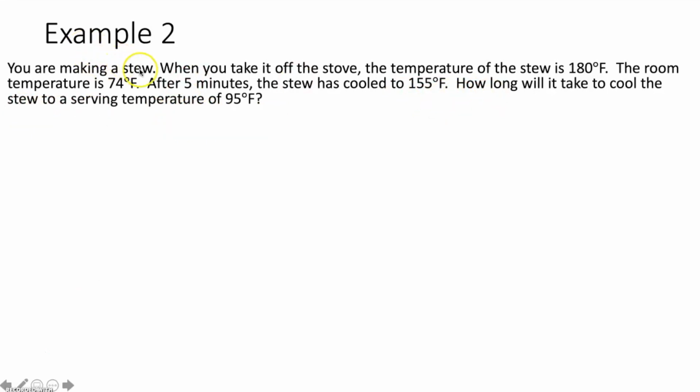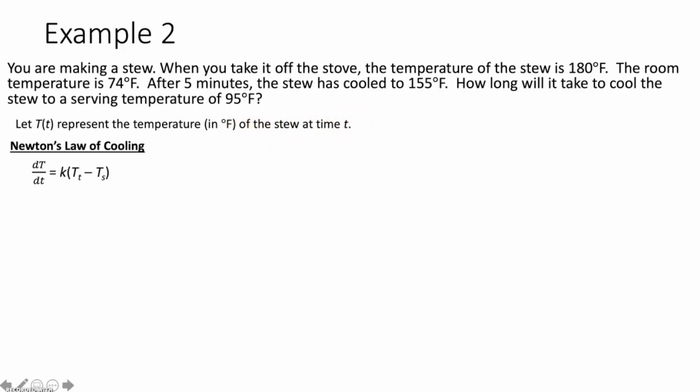Now because we have an object cooling over a certain time, I think it's pretty safe to assume that it's a Newton's law of cooling problem, so we're going to let T of t represent the time and temperature in degrees Fahrenheit of the stew at time t. We then know that Newton's law of cooling would be this differential equation right here. We also know that the temperature after a certain time formula would be the general solution to that differential equation. Now this is what we're going to use in order to answer this question.